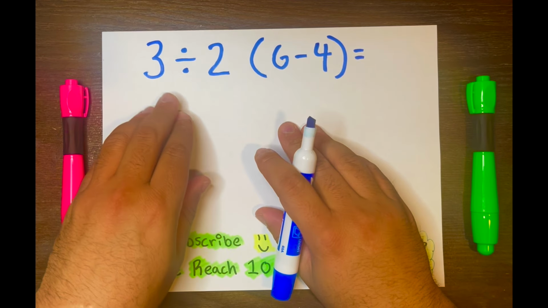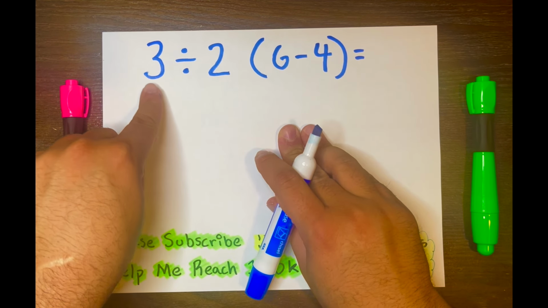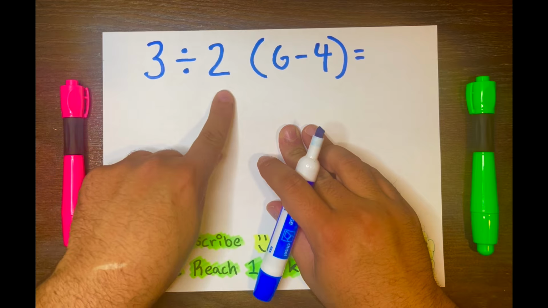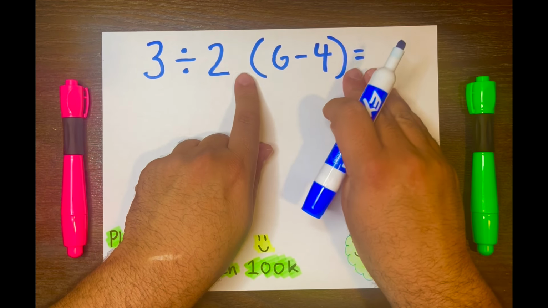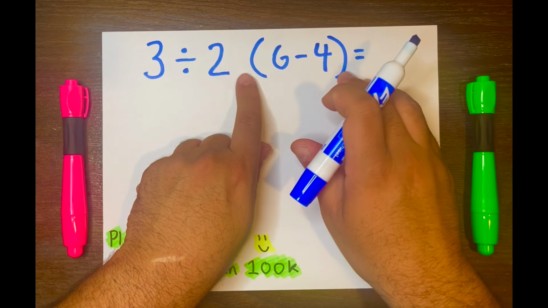Hi everyone, by the end of this video, you'll be able to solve 3 divided by 2, and then you have 6 minus 4 inside these brackets, or in other words, parentheses.